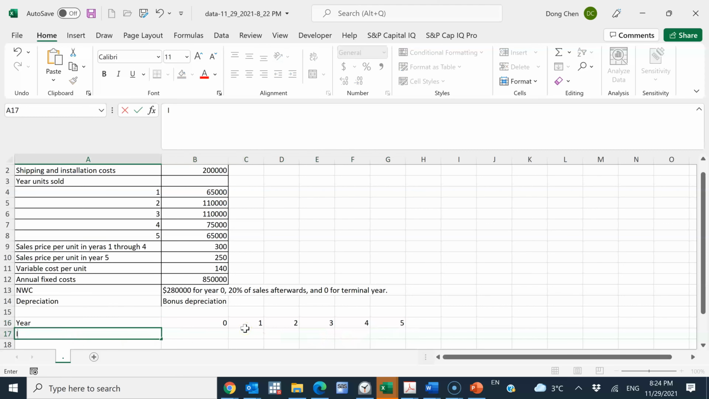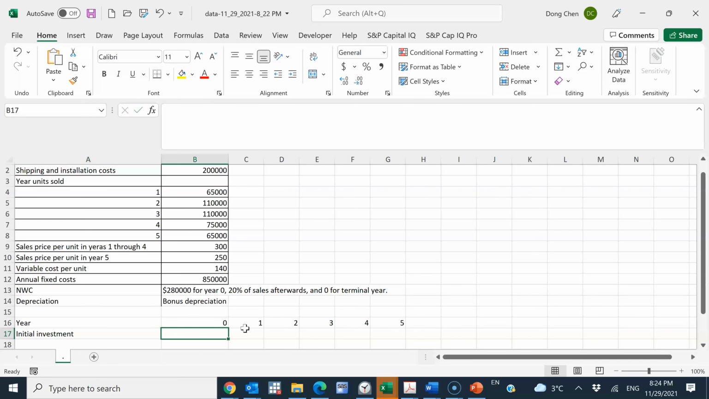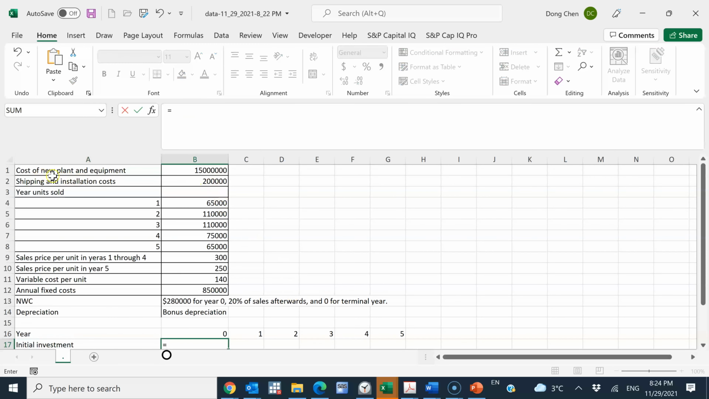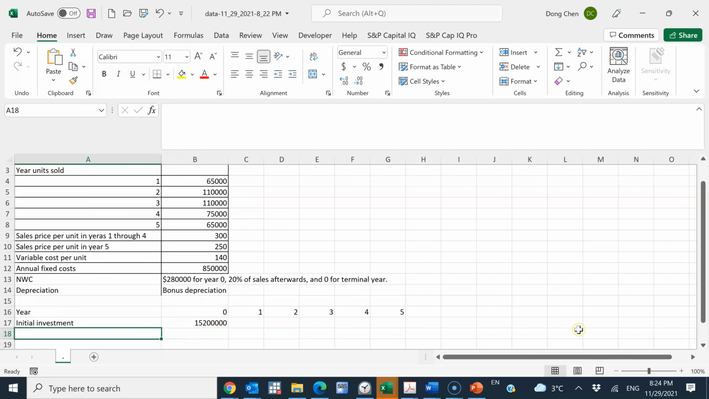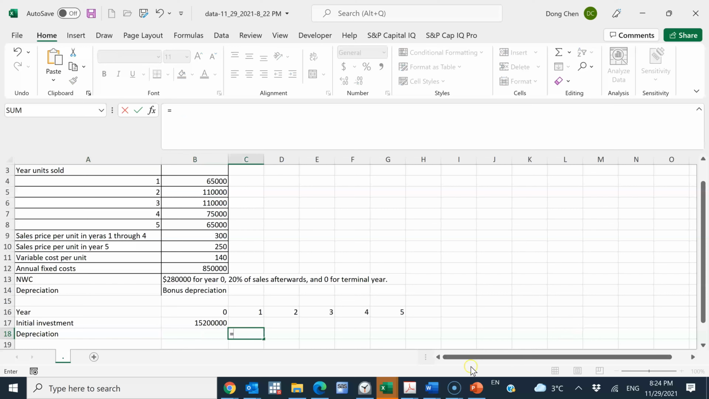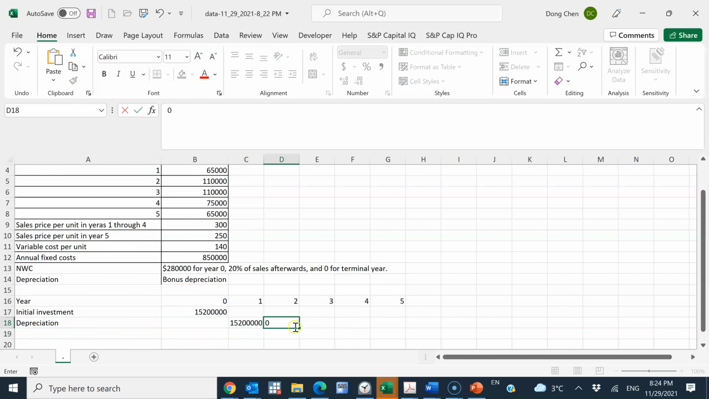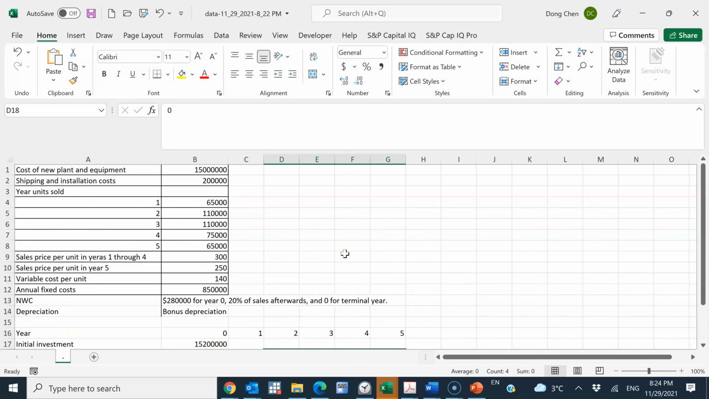And then we know the initial investment should be the sum of these two numbers, the cost of new plant and equipment and the shipping and installation costs. So just add up these two numbers. That's my initial investment. Why do I need that? Because that can help me to determine the depreciation schedule. Depreciation again is a bonus depreciation because all the depreciation happens in the first year. So the first year depreciation will be the initial investment, and for all other years, it's going to be 0. So that's basically the depreciation schedule.